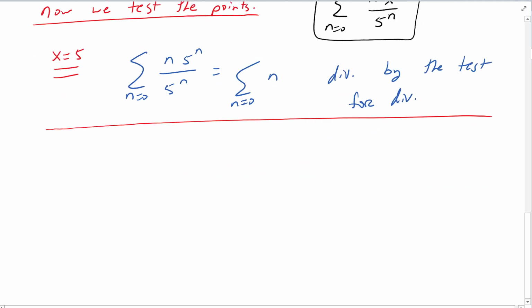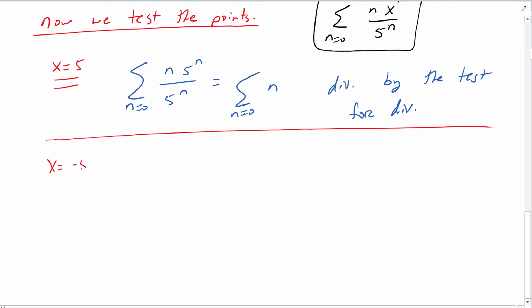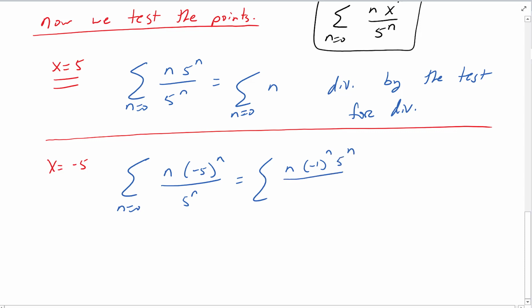Now I do the same thing at x equals negative 5, because that was the other endpoint. So this is summation n equals 0, n times negative 5 to the n over 5 to the n. I can split the minus 5 to the n as minus 1 to the n, 5 to the n. And this simplifies down to minus 1 to the n times n. Once again, this will diverge by the test for divergence.